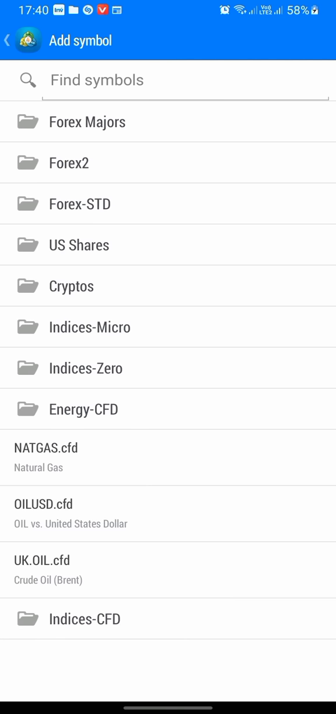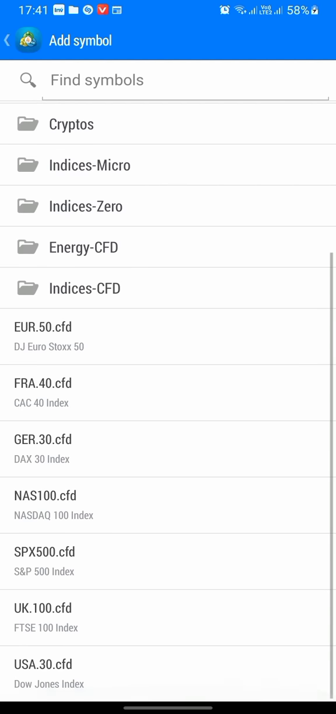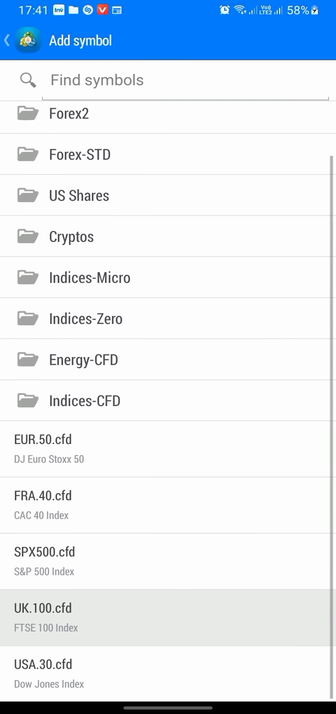Then we have our energies: natural gas, oil versus United States dollar, and crude oil, Brent. Then we have our actual indices, the CFDs. These ones are nearly like the index is 0, but they start at a negative.